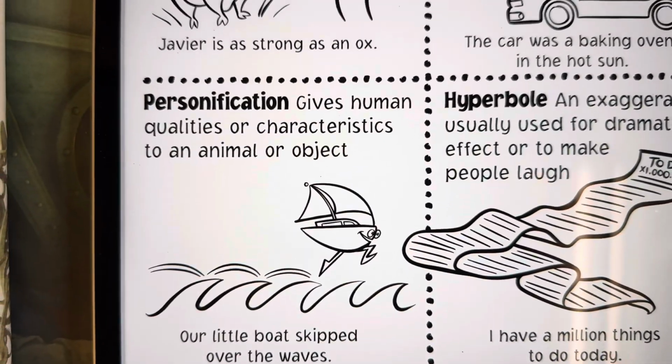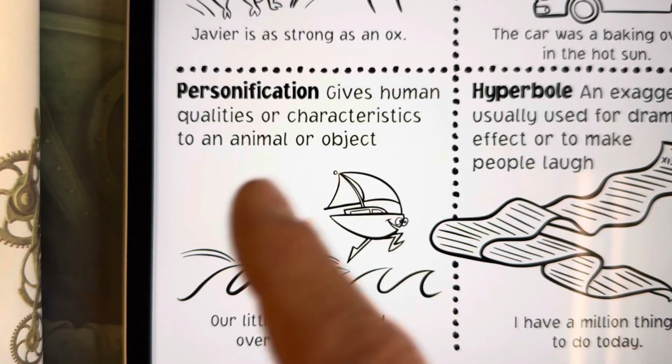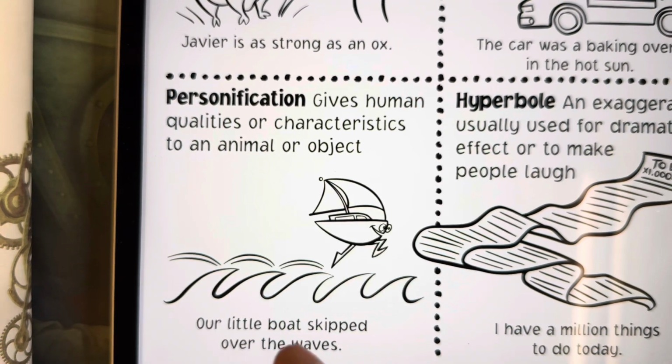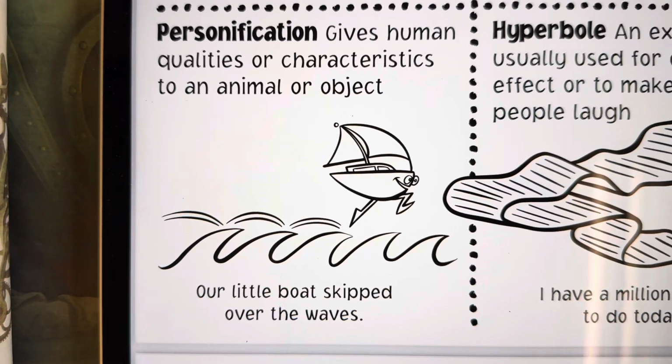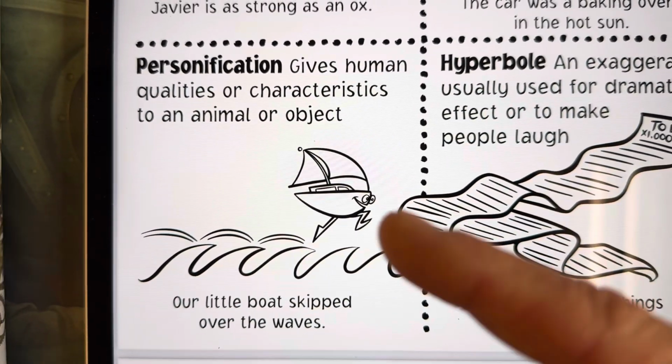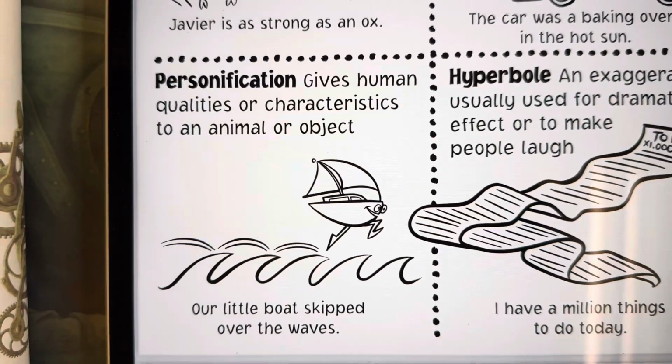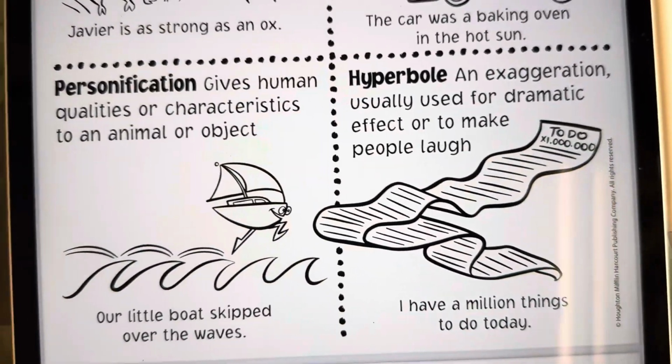Personification gives the qualities or characteristics of a human to an animal or an object. So our little boat skipped over the waves. Boats don't skip, but we can imagine it kind of skipping across the waves.